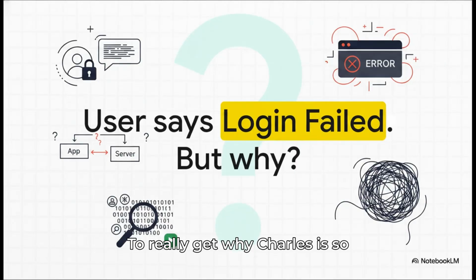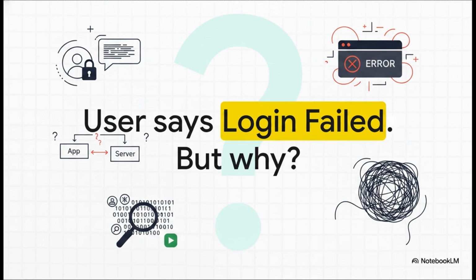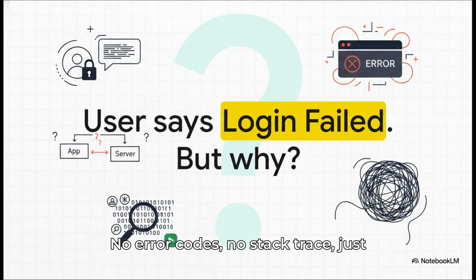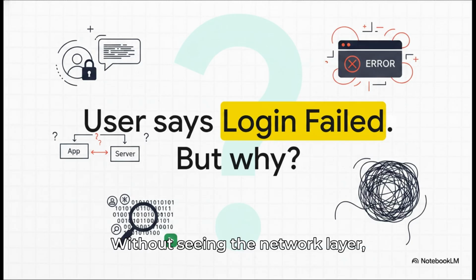To really get why Charles is so vital, just picture this scenario. A user drops a ticket in your queue and literally all it says is, login failed. That's it. You pull up the app and the UI gives you absolutely zero clues. No error codes, no stack trace, just a generic little pop-up. From a support side, we're flying entirely blind here. Is the server rejecting it? Did it even reach the server? Without seeing the network layer, finding the root cause is just a super frustrating guessing game.